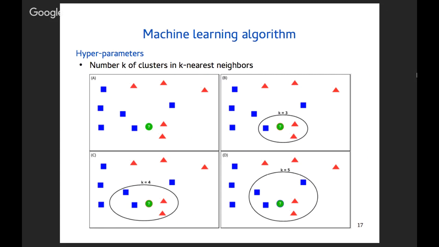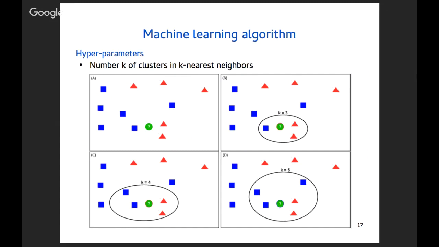What happens if we choose k equals to 4? If we select 4 points in the space, it will choose these 2 blue squares and these 2 red triangles. And so we'll have 2 and 2. And now it will choose the ones that have an average Euclidean distance that is smaller. So basically these 2 points are nearer to this circle, and so it will associate again the green point to the red triangles. Okay?